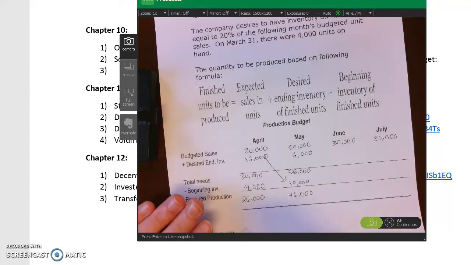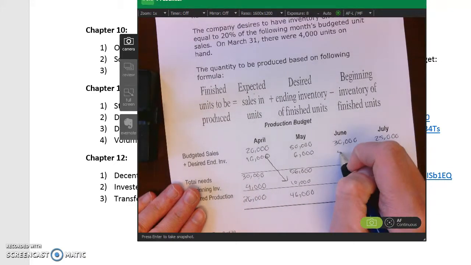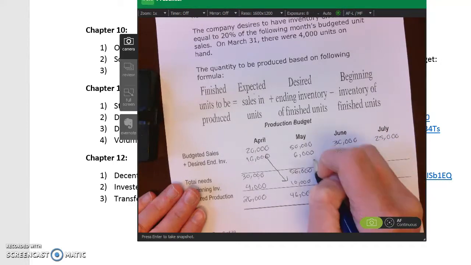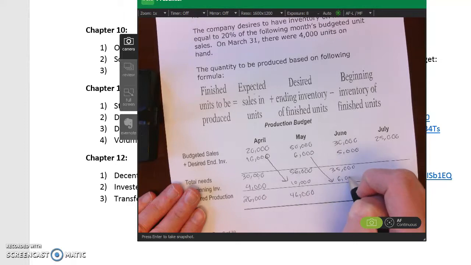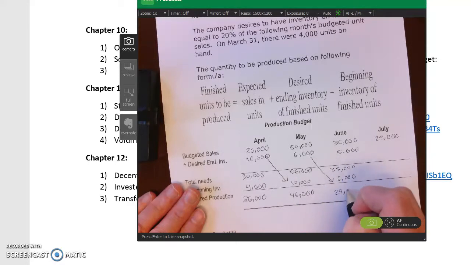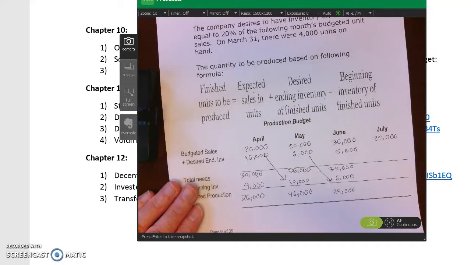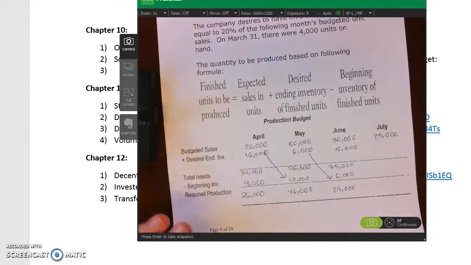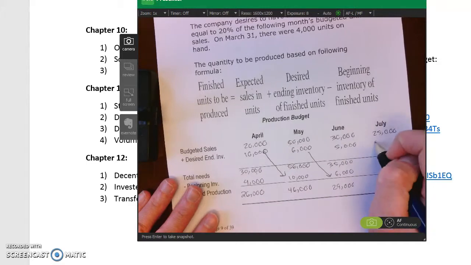Repeat the same thing for June and July. I'm going to go a little bit faster here. 5,000, 35,000. That 6,000 comes over here, which means we need 29,000. And then we'll go ahead and do July. So in order to get July, you have to take 20% of August, which is our 3,000.